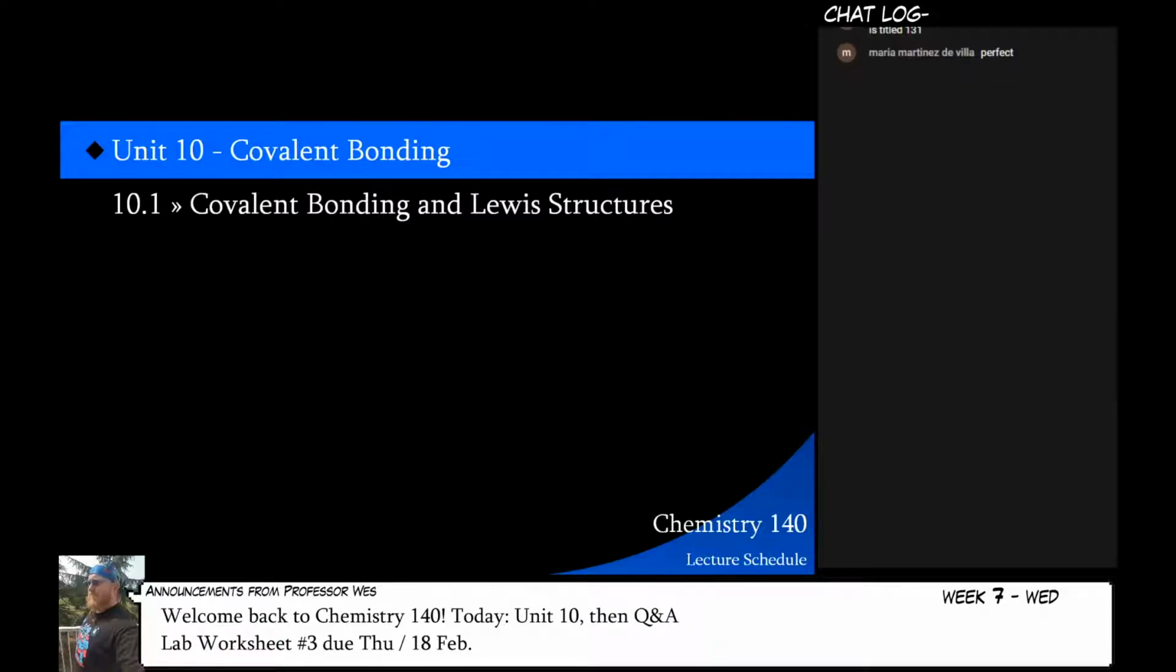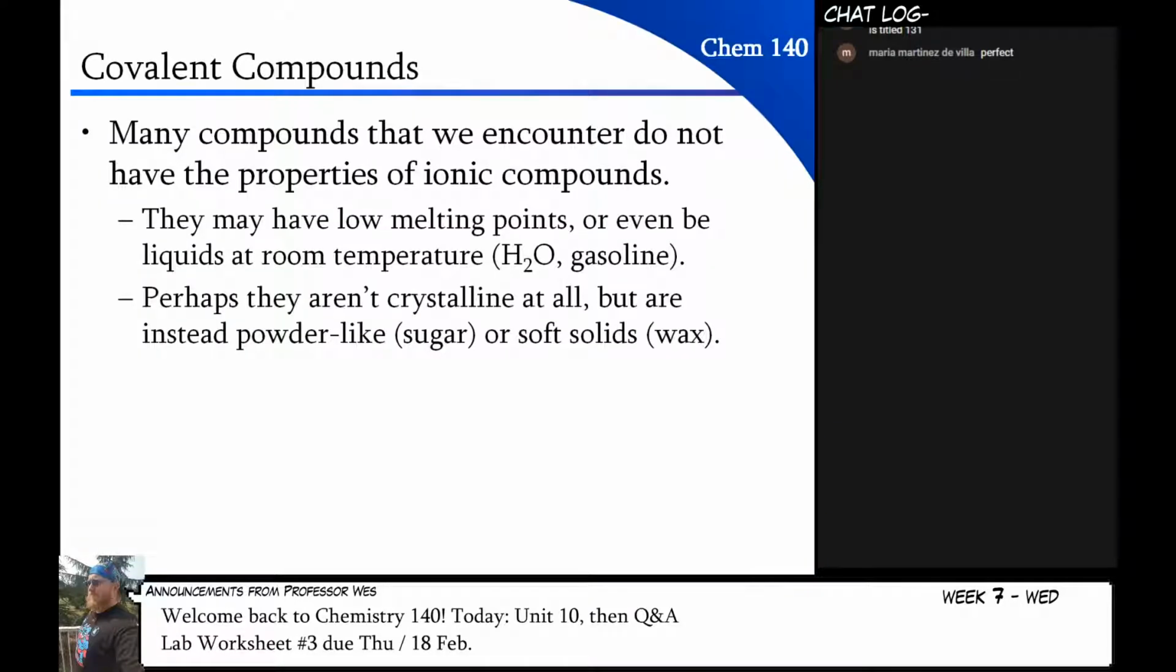Alright, we've already talked about ionic bonding, where you have opposite charges that are attracted to each other. Now we're going to talk about covalent bonding. Covalent bonding has to be different somehow, because compounds with covalent properties are very different. For example, if I look at water or gasoline, these are substances that are liquids at room temperature. Almost all ionic compounds are solid at room temperature, and are solid until you heat them up to like 800 degrees or something ridiculous. But water and gasoline aren't. They're liquid at room temperature.